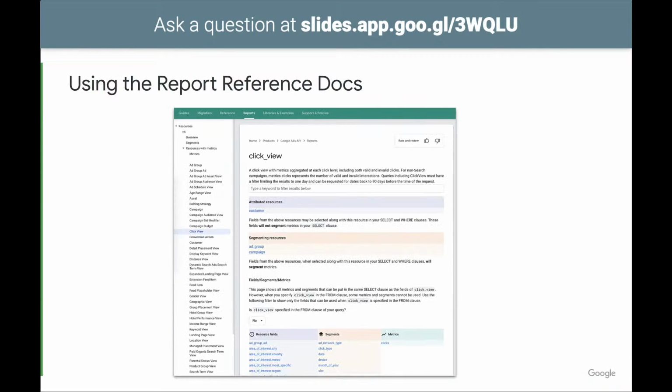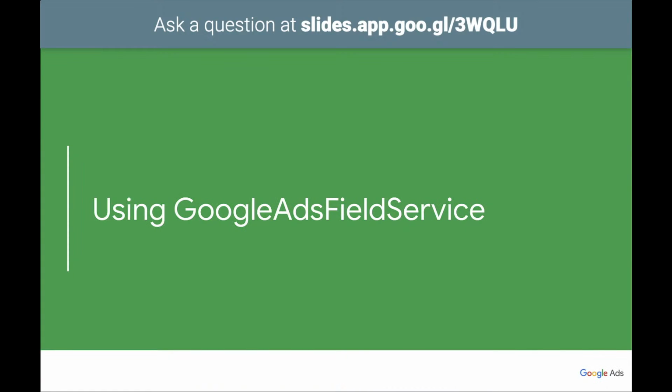So this is a screenshot that you've seen before. And this is for ClickView. And if you go into the Reports tab and then click on a resource, you can see all the attributed resources, the segmenting resources, as well as resource fields, segments, and metrics. And that's how you know what you have available to you for a given resource.